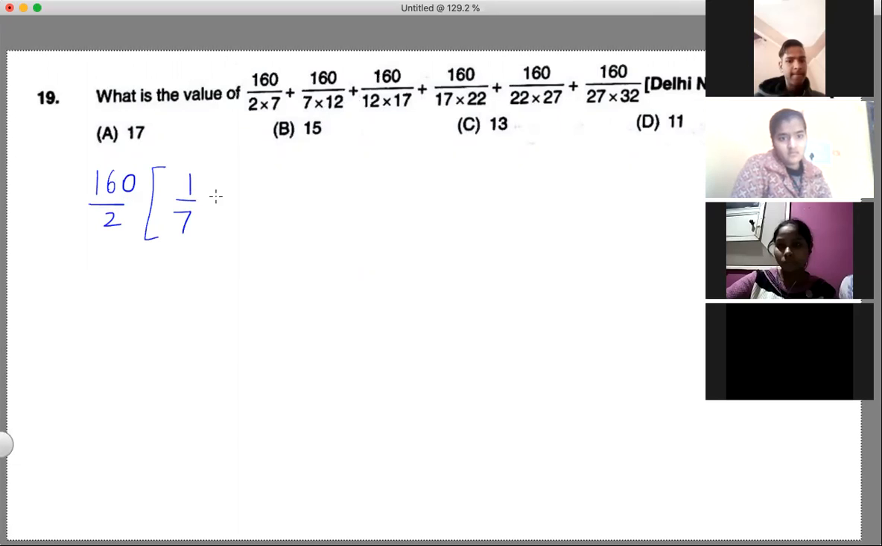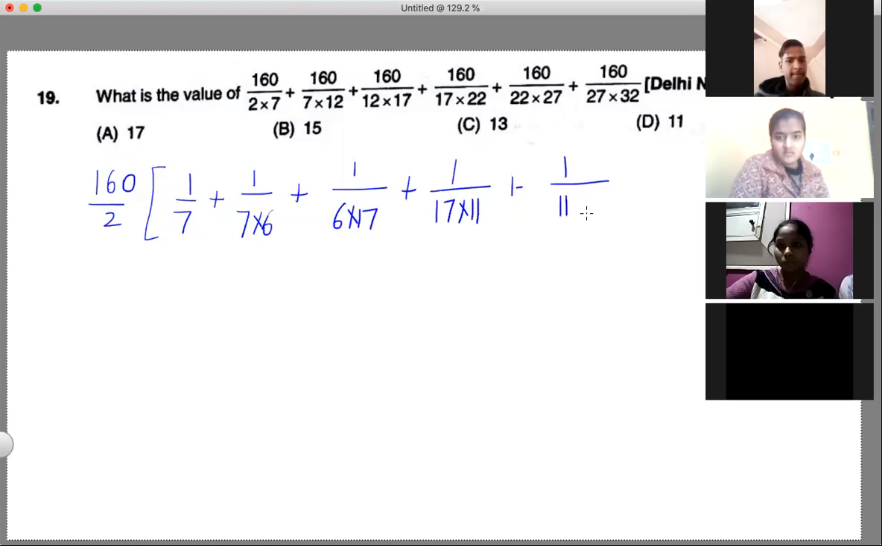Okay, so then see what we get. We get 160 by 2 out, so 7 into 6 here, and 1 upon 6 into 17, plus 1 upon 17 into 11, plus 1 upon 11 into 27, plus 1 upon 16 into 27. Okay, so we will add them in pairs.